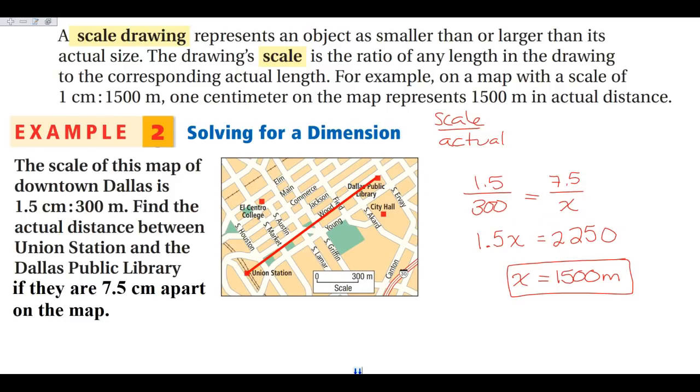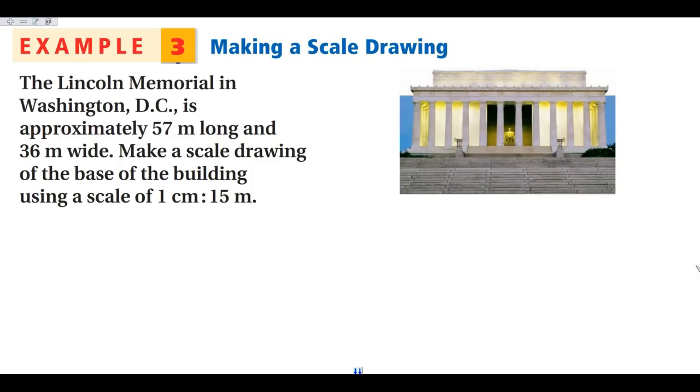And then we're going to look at another example, still working with that scale. The Lincoln Memorial in Washington, D.C. is 57 meters long. So this length here is the 57 meters, and it's 36 meters wide. Well, that's really the height. If we look at it, we can tell it's shorter than it is long. So they're saying that this is the 36 meters.